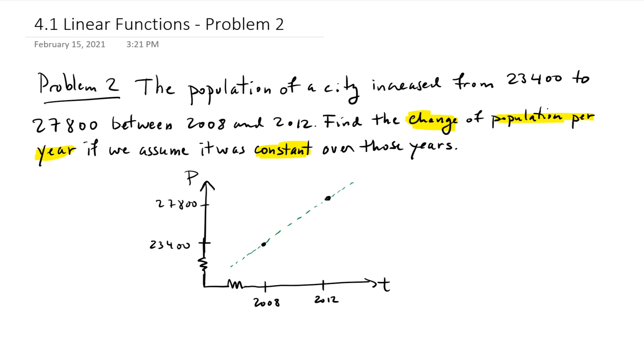So here, try to answer the question. Pause the video, try to answer the question, find the change of population per year. Essentially we want to know, if I go forward by 1 year, how much do I go up? Forward by a year, by plus what? This is what we're looking for.